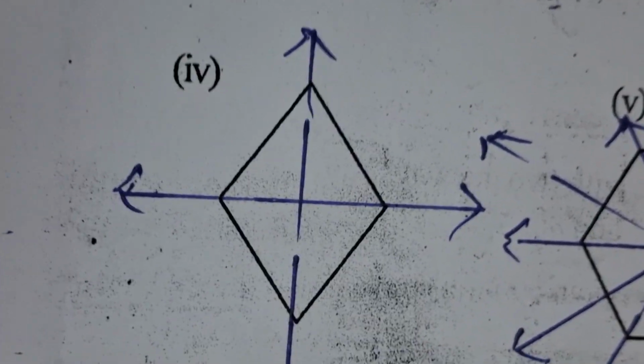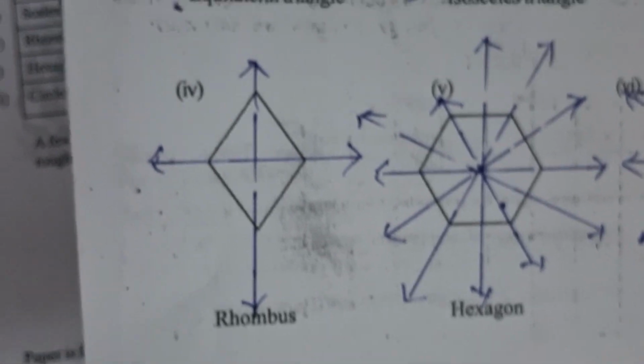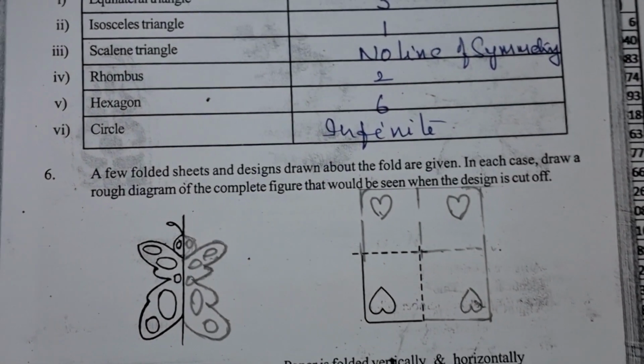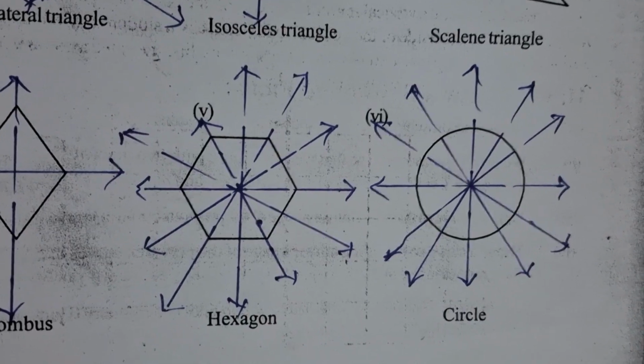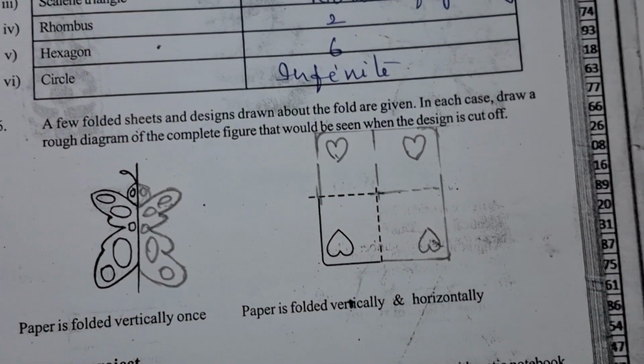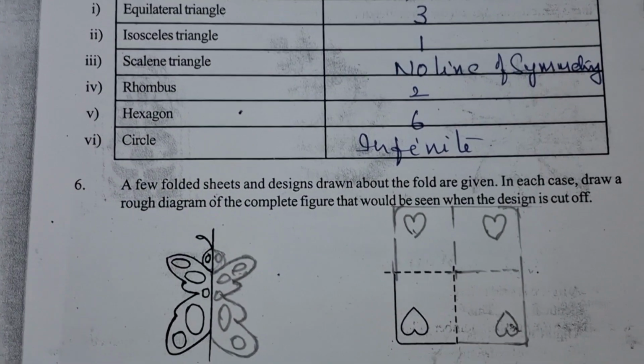Next, rhombus. So see the figure. This is rhombus. Rhombus has got two lines of symmetry. And hexagon has got 6 lines of symmetry. And the next one, circle. I told you, circle, infinite number of lines of symmetry it has got.